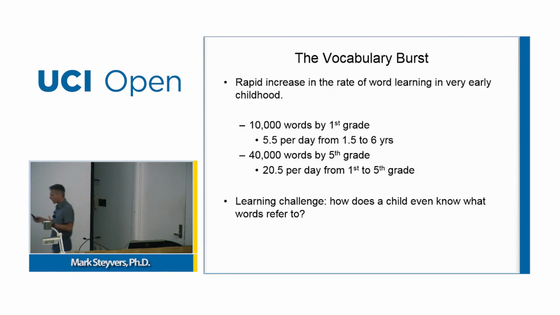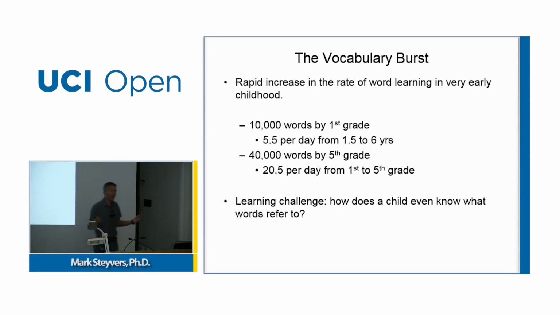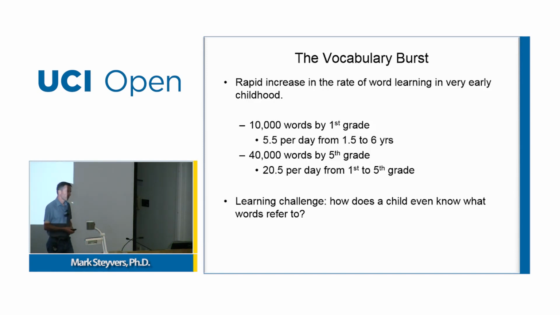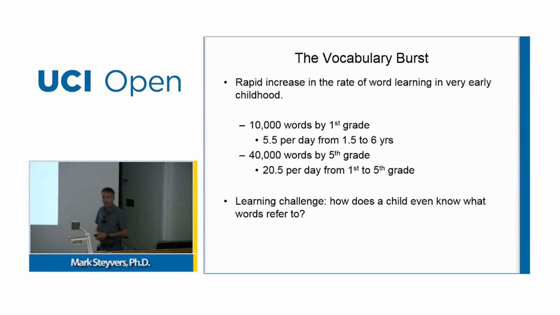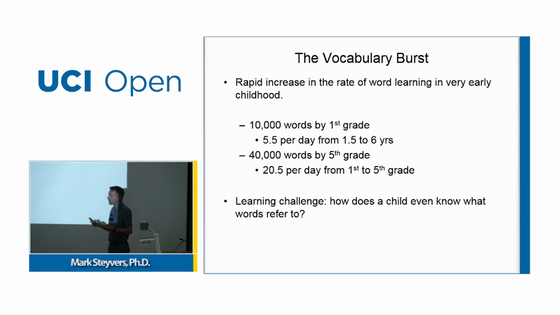So once the sounds are put together, the infant can detect an individual word. You have this amazing vocabulary burst. The child goes from just a few hundred words by the time they're 18 months or 1.5 years of age to 10,000 words by 1st grade. Now, if you work out the math, that's about 5.5 words a day that they have to learn from 18 months of age to 6 years of age.